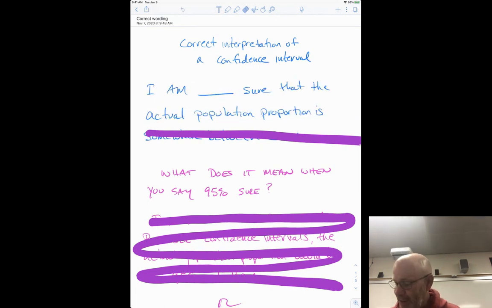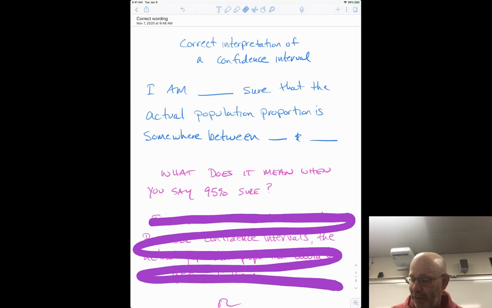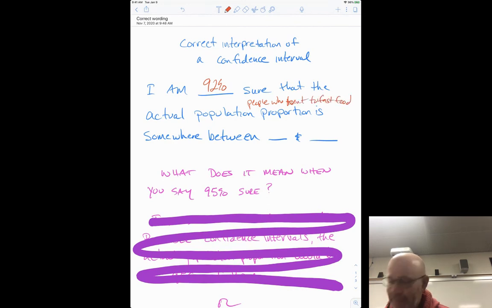So here's how you say this. If someone says interpret, you say I'm going to fill in the numbers for this problem. I am 92% sure that the actual population proportion, in this case, the actual proportion of the population who went to fast food. So there needs to be context, right? My blue writing is just more vague, right? The actual proportion of people who went to a fast food restaurant is somewhere between 57.3% and 82.7%. So if they ever say find and interpret, this is the interpretation of a confidence interval.